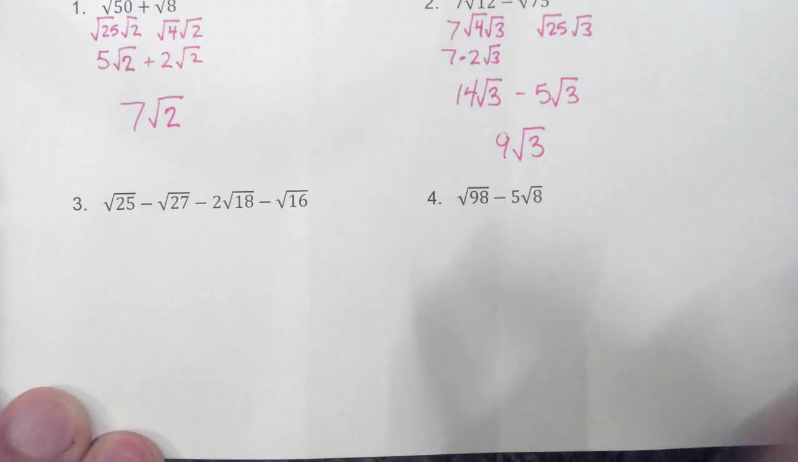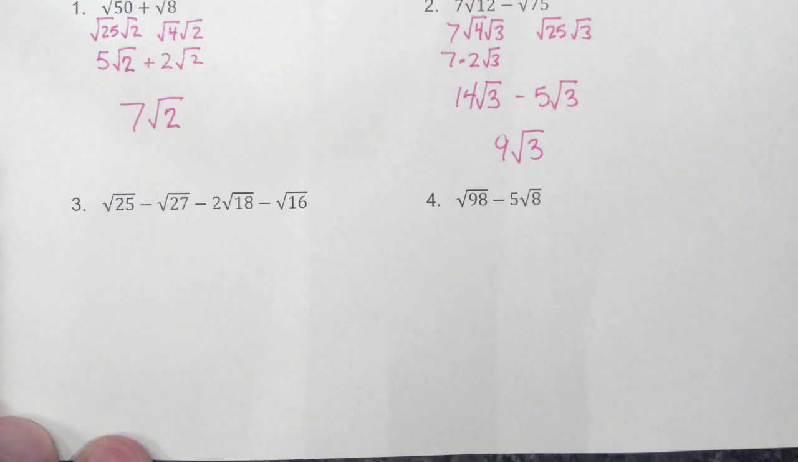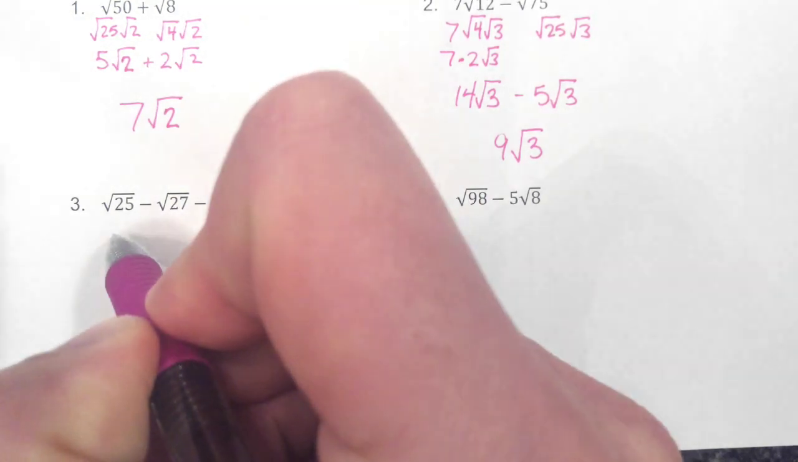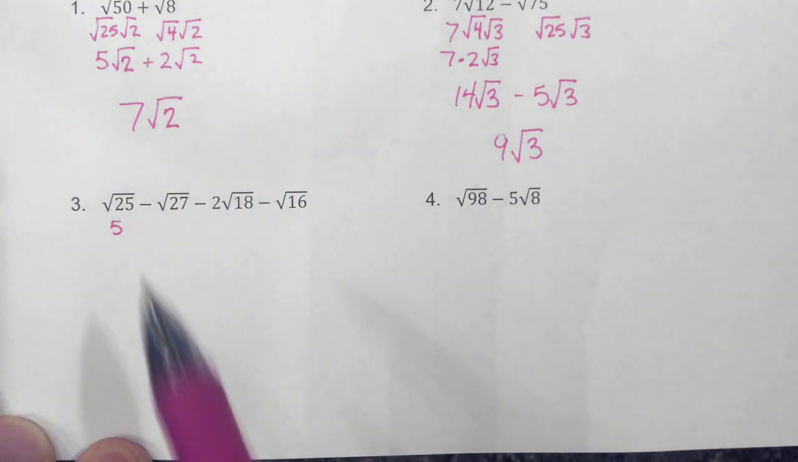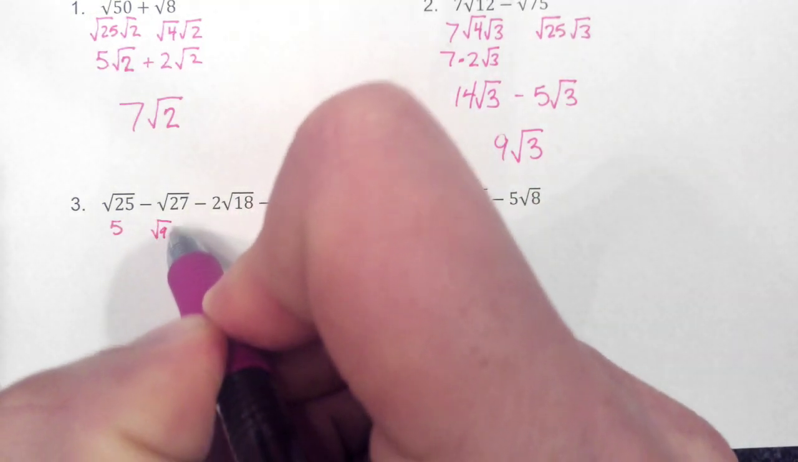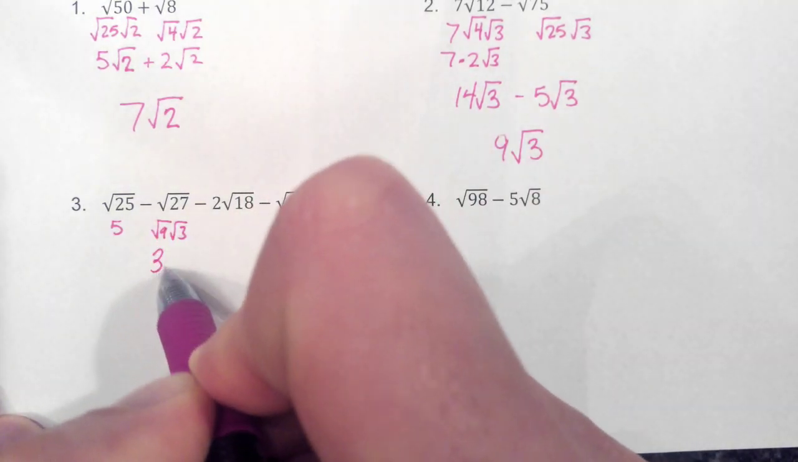Number 3, just a few more radicals this time. We'll just simplify each of them. Square root of 25 is a perfect square, so it simplifies just to 5. The square root of 27 is divisible by 9. 9 times 3, so that's going to be 3 square roots of 3.